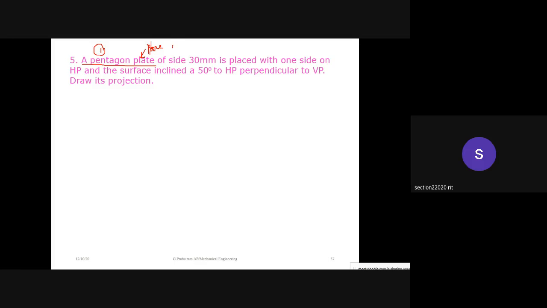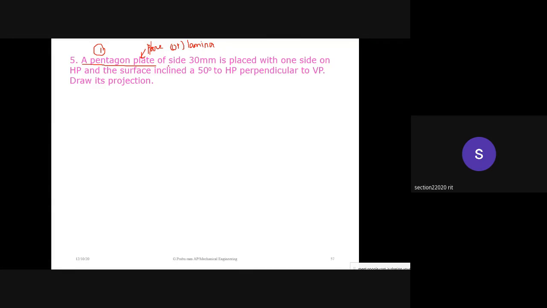There are three words. It can be called a plane, it can be called a plate, or it can be called a lamina. So be very careful. All these things represent a plane. A plate, a plane, or a lamina. The three things are the same.